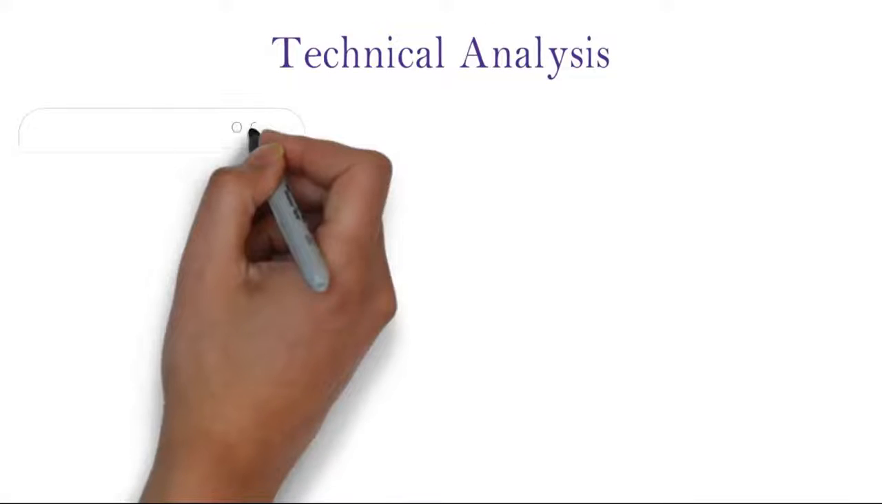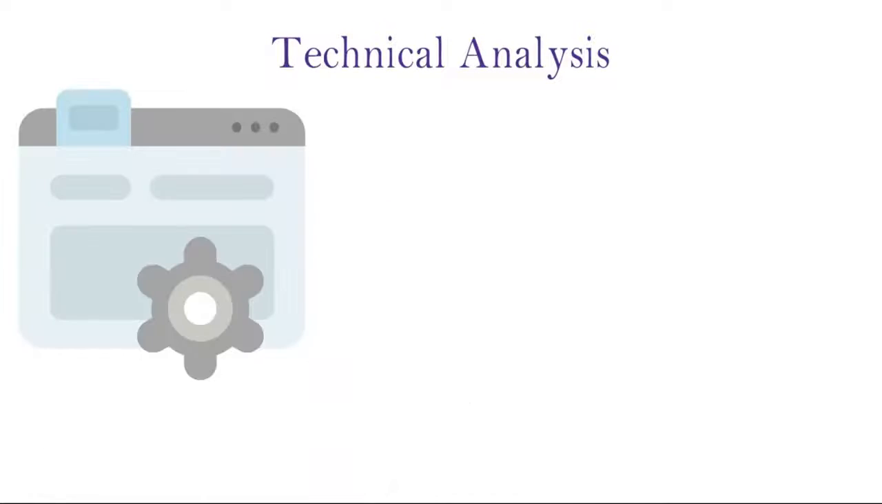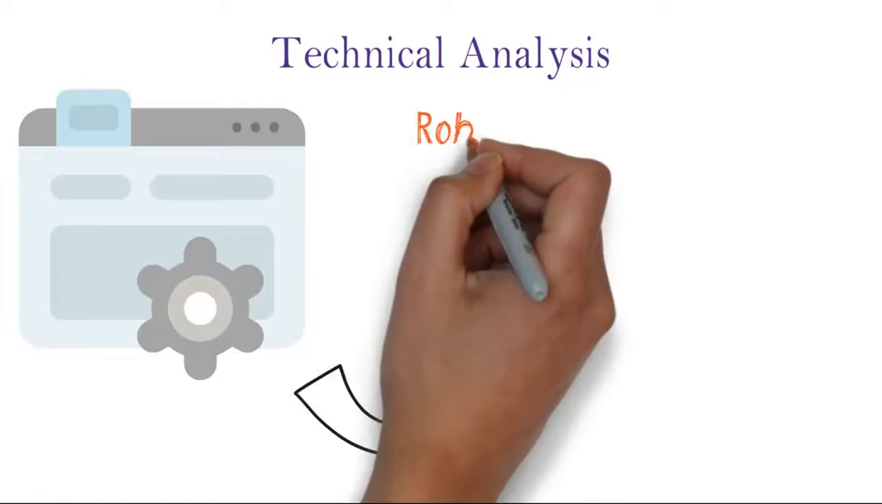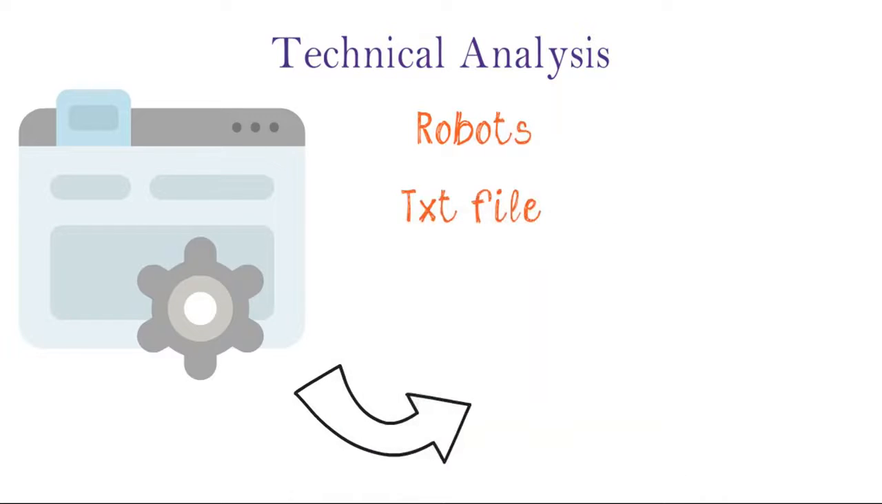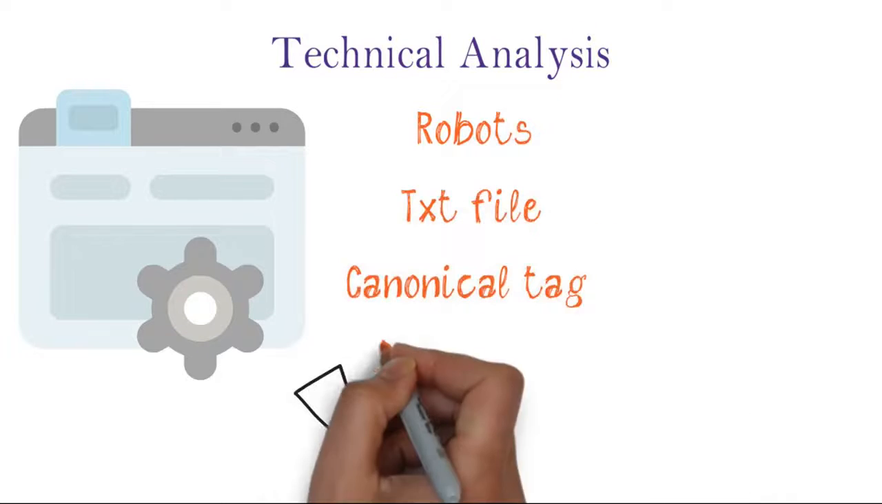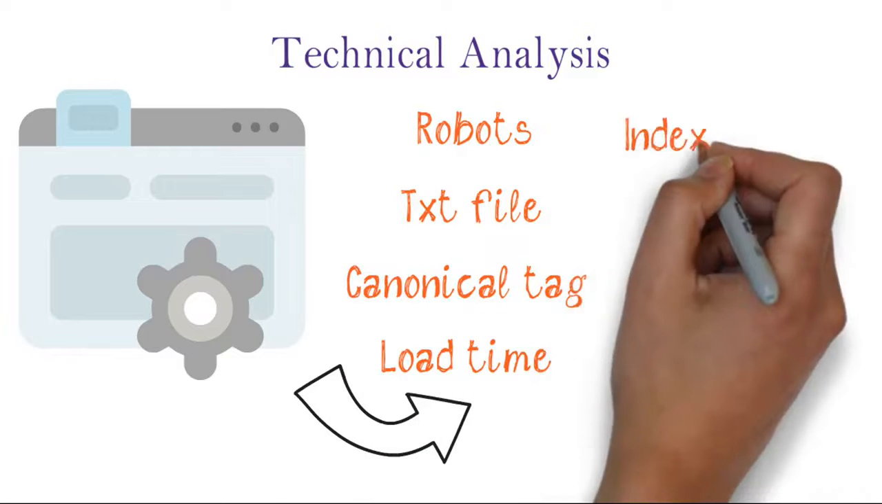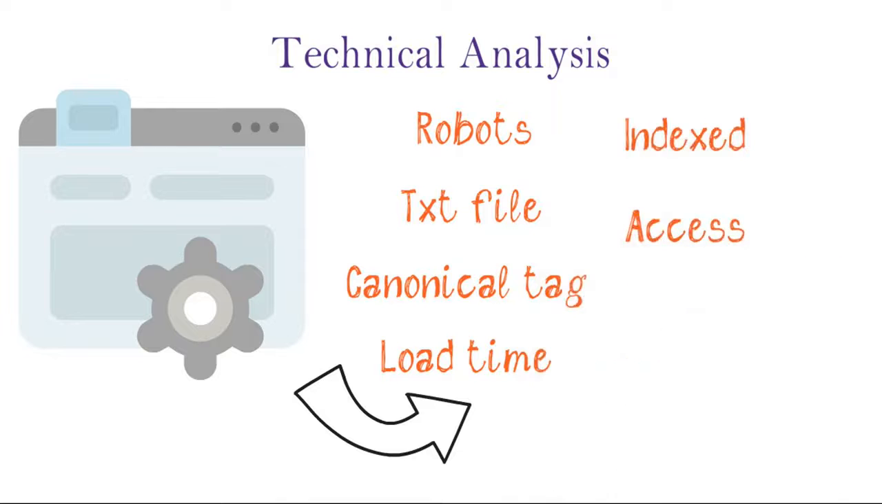Technical analysis: check the site's technical settings. It looks at whether the site has a robots.txt file, whether the pages have a canonical tag, the load time of the site, whether the site and its pages are indexed or access to some pages is prevented.